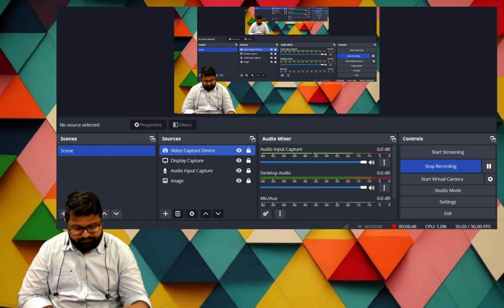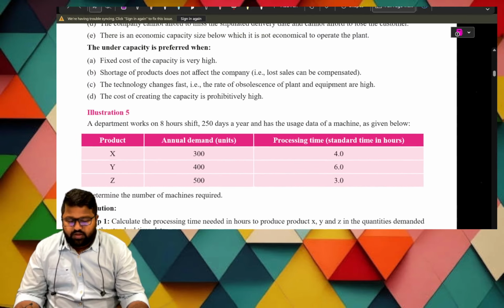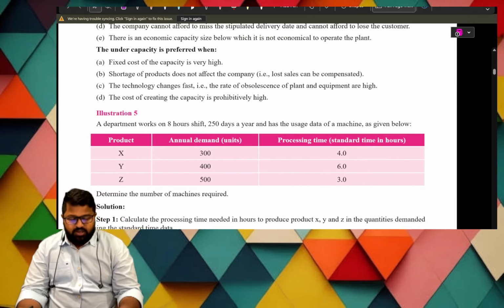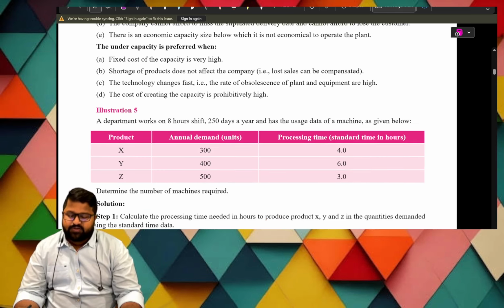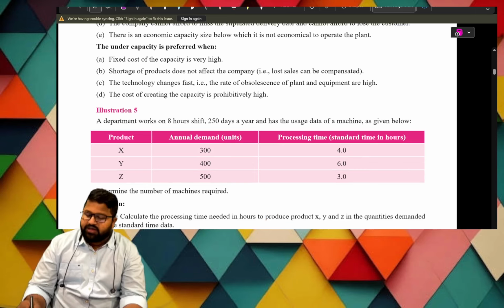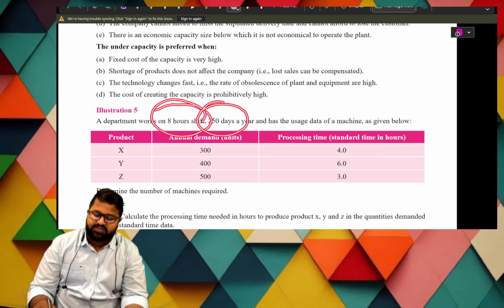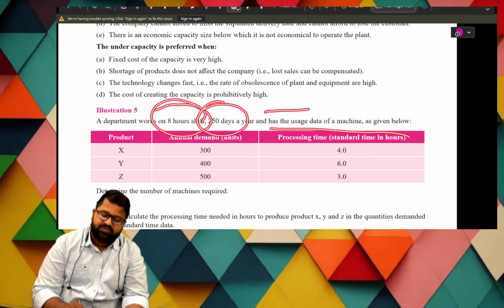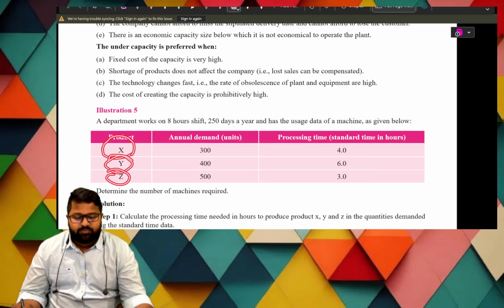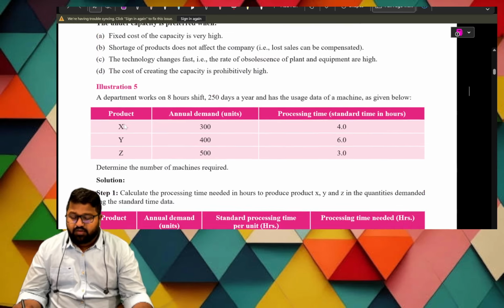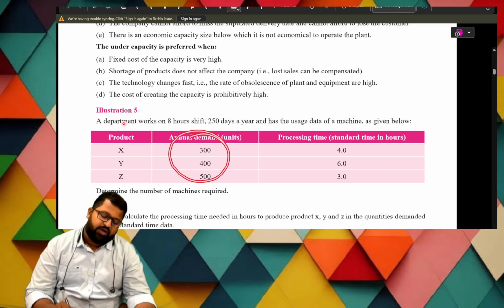For doing it faster, see this problem. Here the problem is given, and these problems depend on common sense. So what is the data here? A department works with an 8 hour shift, 250 days a year, and has usage data for machines. There are three products: X product, Y product, and Z product. The annual demand for these units is given as 300, 400, 500, and the processing time is given.